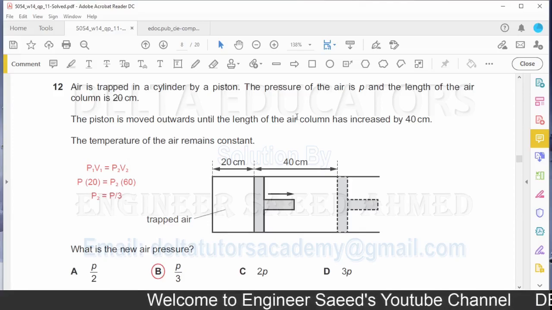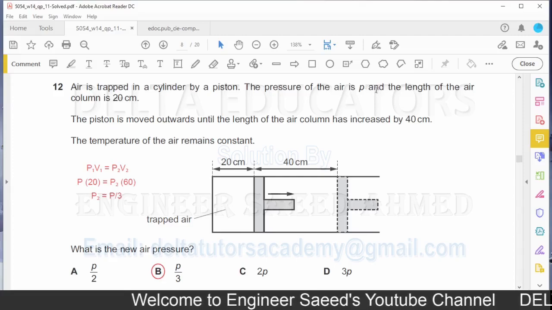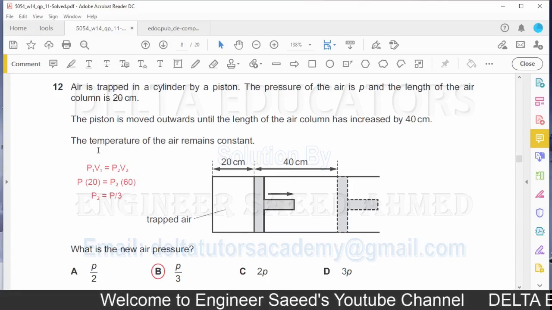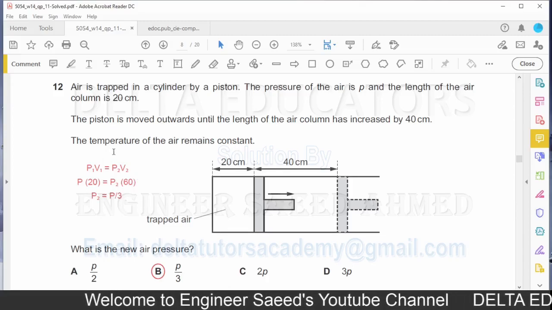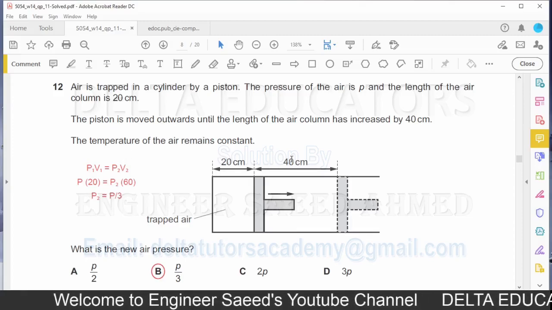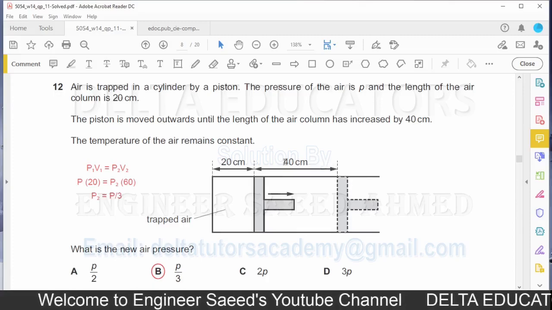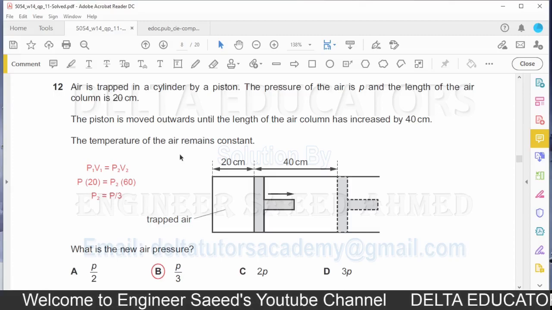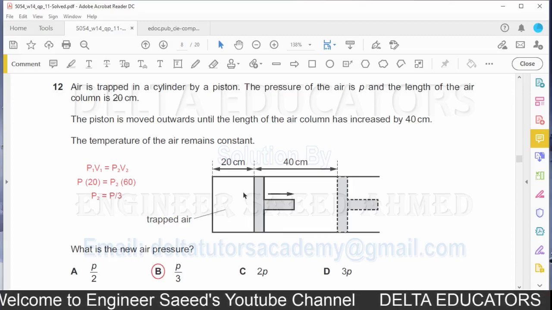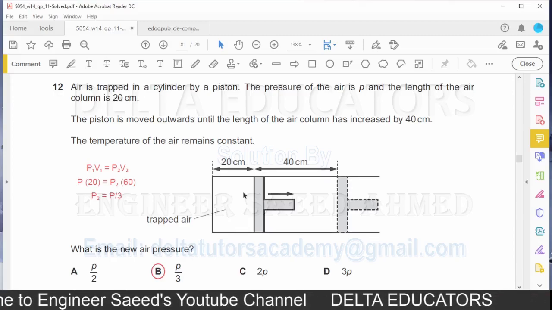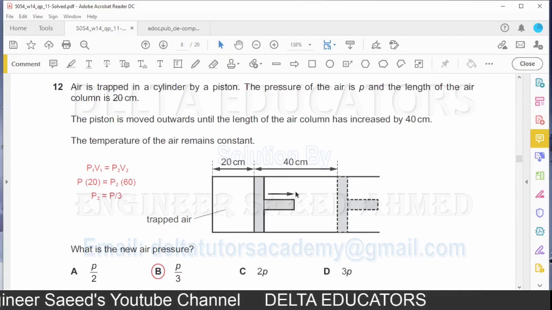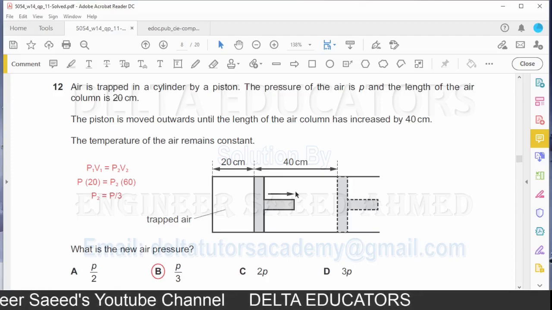Now initial pressure P1 is P, it is given here. So in place of P1 we have taken P. For the initial volume V1 we have taken 20 centimeter. This P2 we have to find out. For V2, the new volume, we have taken 20 plus 40, 60 centimeter. Here this 60 centimeter or 20 centimeter is length, it is not the volume, but we are using this length in place of volume. What is the reason? The other dimensions, width and depth, for the initial case and for the final case are same. So we can use length in place of volume. There will be no change in the answer.